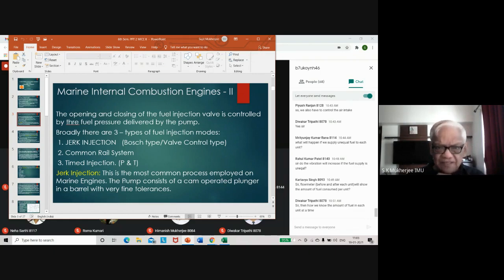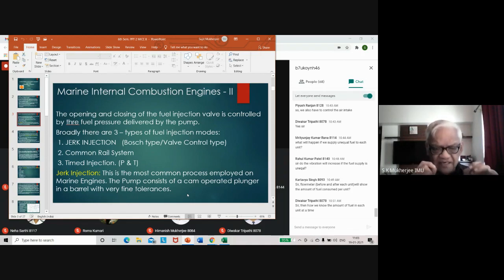Now, going back to the jerk injection, this is the most common process employed on marine engines. The pump consists of a cam operated plunger in a barrel with very fine tolerances. It is the same as piston and liner, but here there are no piston rings. The piston itself seals the chamber above the piston.